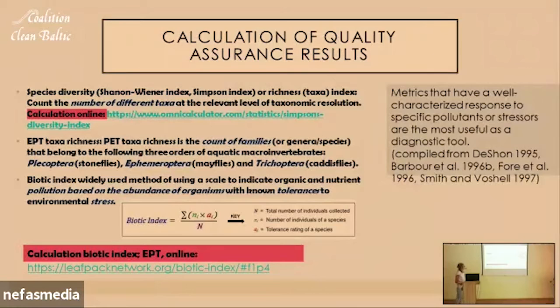And here you can see a few examples of indexes which can be used for evaluation of water quality by using invertebrates and these metric parameters of invertebrates. So species diversity, taxa richness, the EPT index, which is based on counting families of invertebrates which are very sensitive to pollution. How to calculate these indexes, you can find on the internet, simple online calculators, and here are a few links, a few addresses which you can use. You will find only formulas, and then you can enter your collected number of invertebrates and obtain the results of calculation.